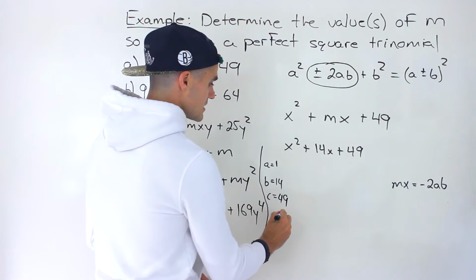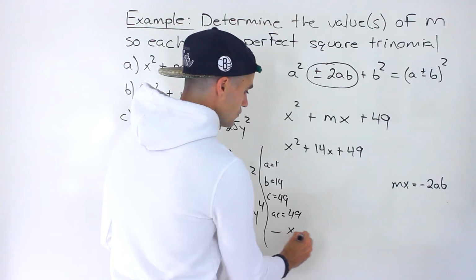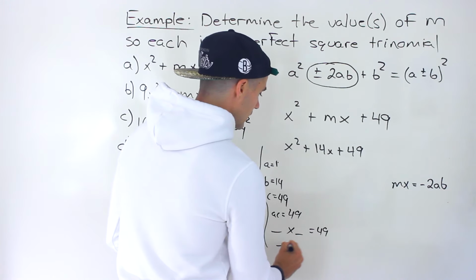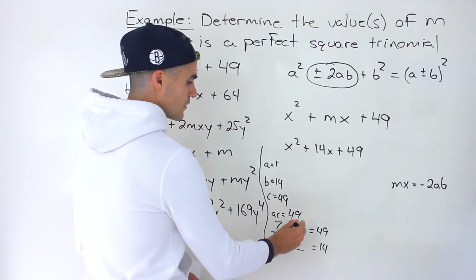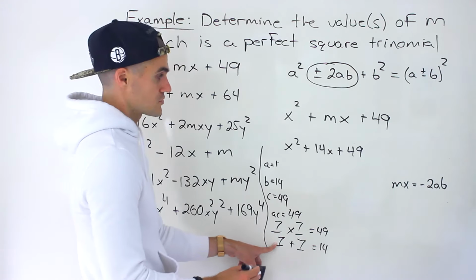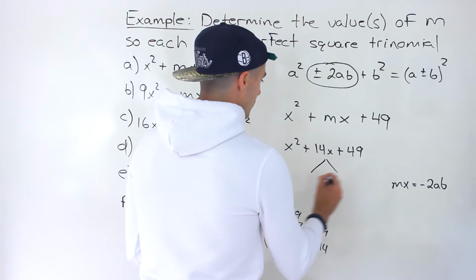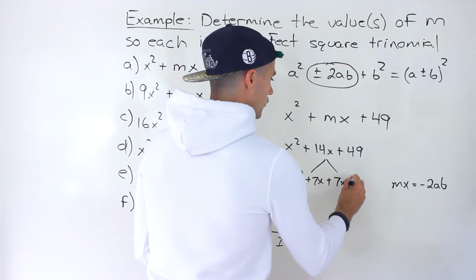So what's the AC value? The AC value is 1 times 49. So are there two numbers that multiply to 49 and then add up to that B value? 14, 7 and 7, 7 and 7. So even right there, we could tell because both of those numbers are the same, it's going to be a perfect square trinomial. So we decompose that middle term.